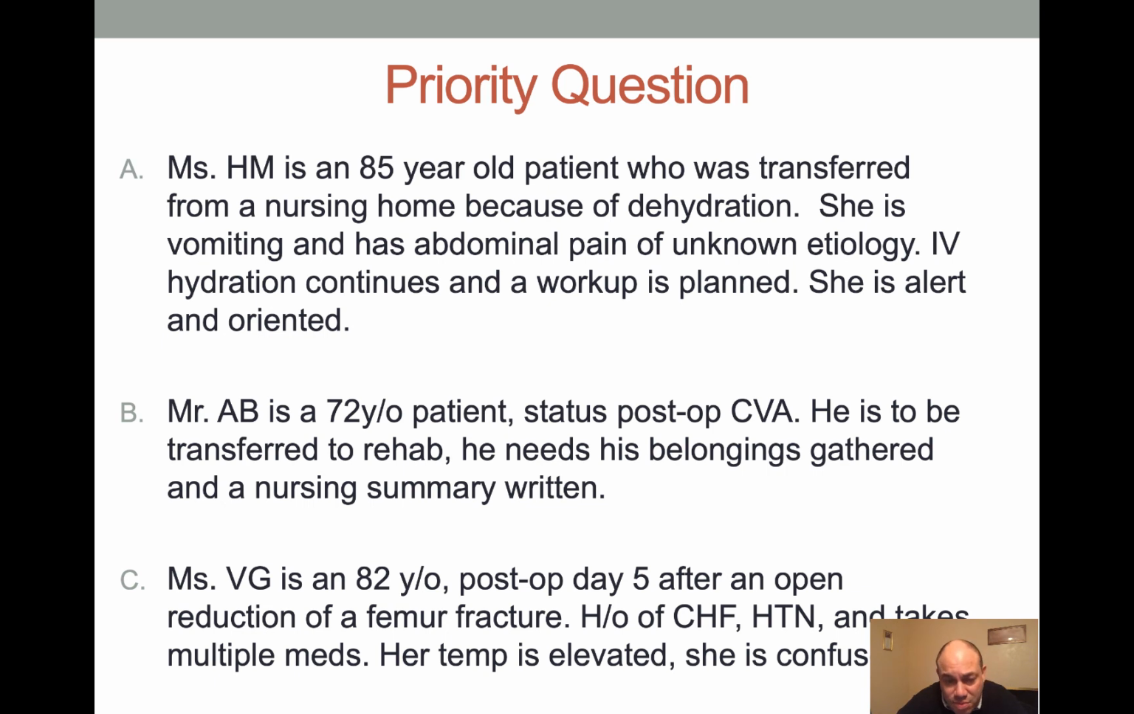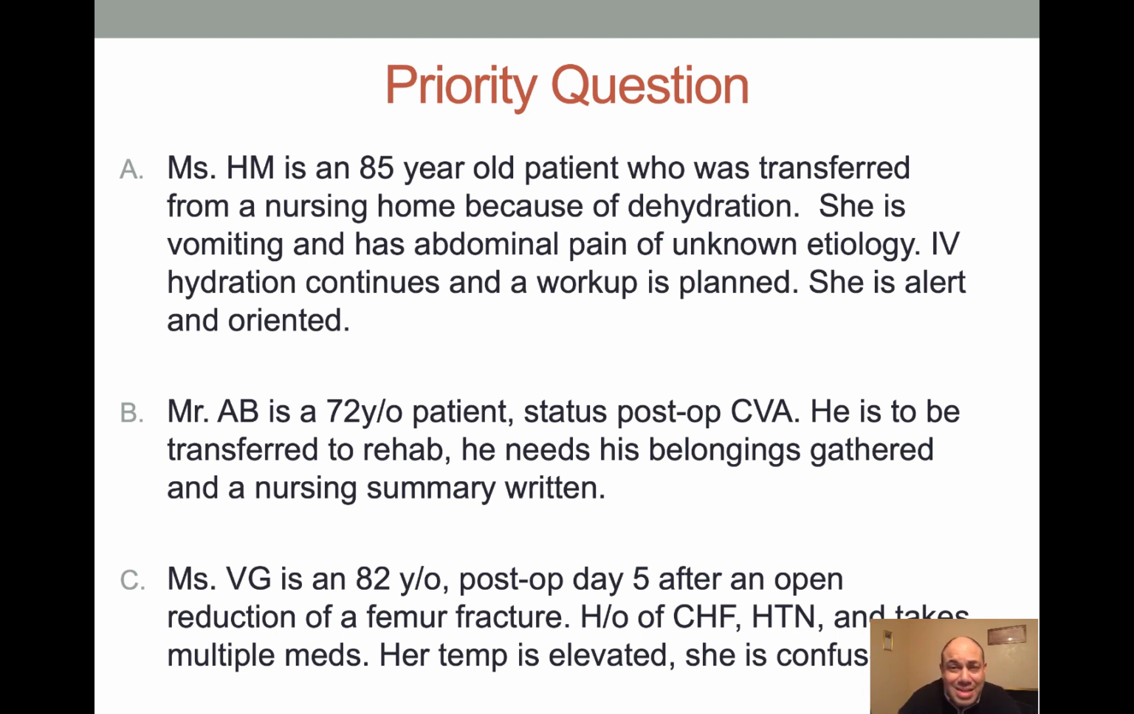Would I choose to prioritize him first? Or Miss VG, who is an 82-year-old post-op day 5, after an open reduction of a femur fracture, history of CHF, hypertension. She takes multiple meds. Her temperature is elevated. She's confused. So which out of these three would I make as my priority to go see?